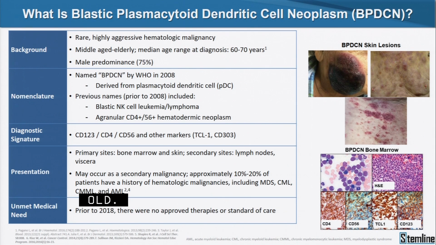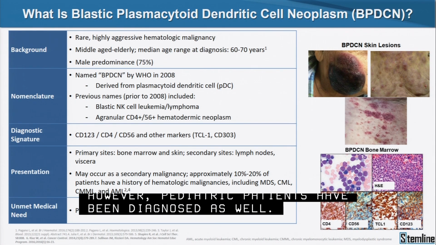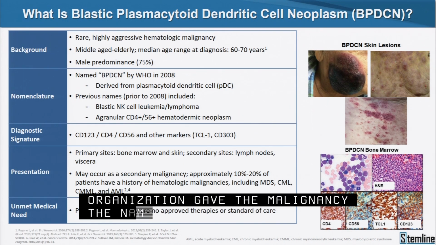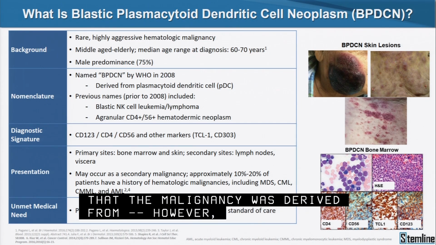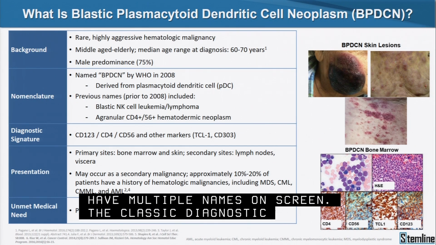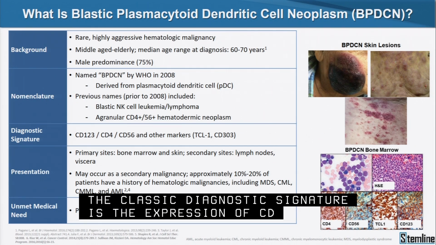In 2008, the World Health Organization gave the malignancy the name BPDCN since it was determined that the malignancy was derived from the plasmacytoid dendritic cell. However, prior to 2008, you can see that the malignancy had multiple names on the screen. The classic diagnostic signature for BPDCN is the expression of CD123, CD4, and CD56.